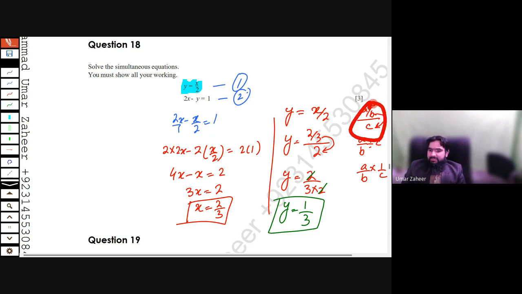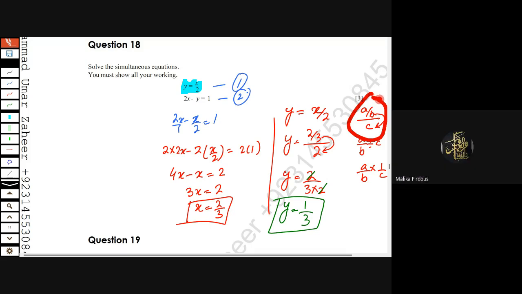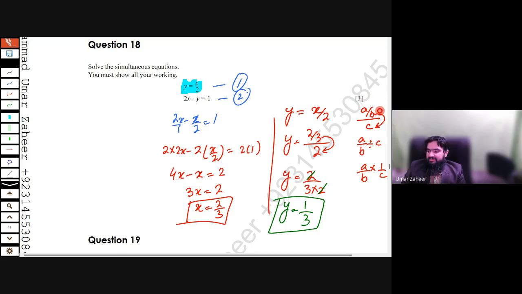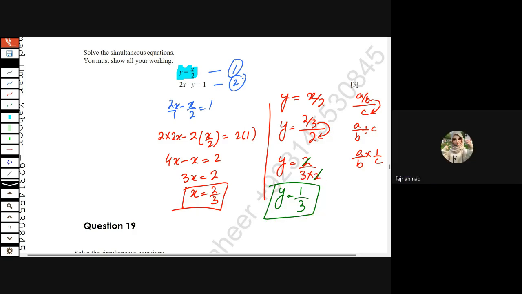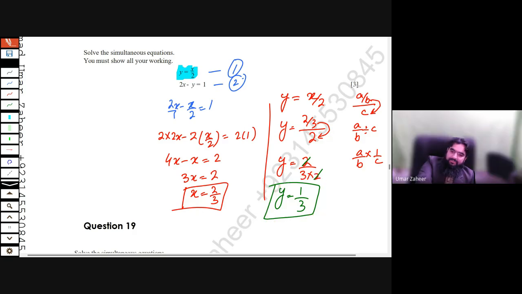This rule is clear? How I'm going to solve it? Yes, everyone. Yes, sir. Okay. It is dividing, so it will be multiplied with the denominator. That's it. Yes, Fajar, you are getting the same answer? Yes, sir. All right.